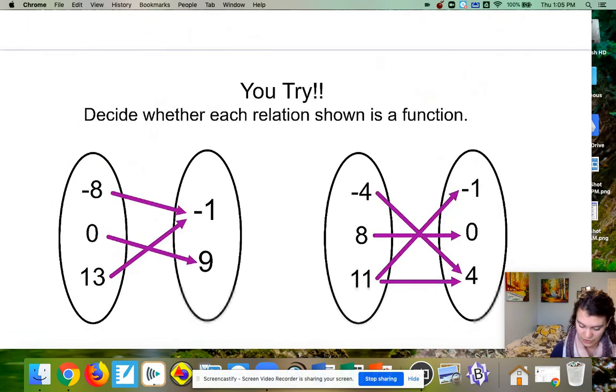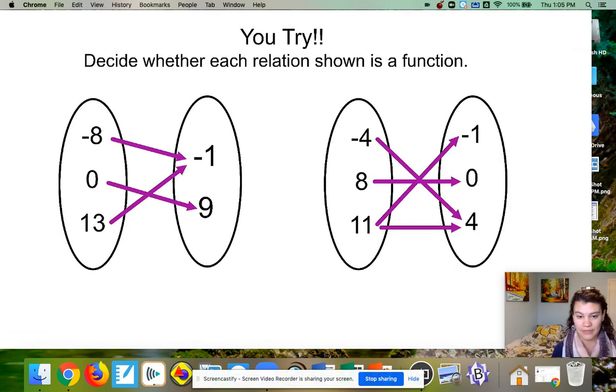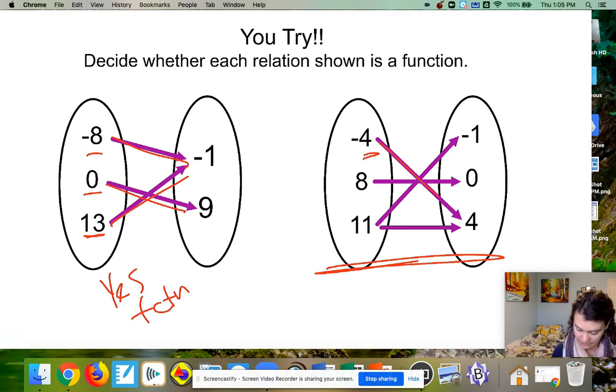All right, so here's two mapping diagrams, and decide which of these is a function. Looking at this one, we can check: 13 only goes to 1, 0 only goes to 1, -8 only goes to 1. This one is a function. Looking over here, 4 is fine, 8 is fine, but 11 right here goes to two of them, and that's not okay. So this is not a function.